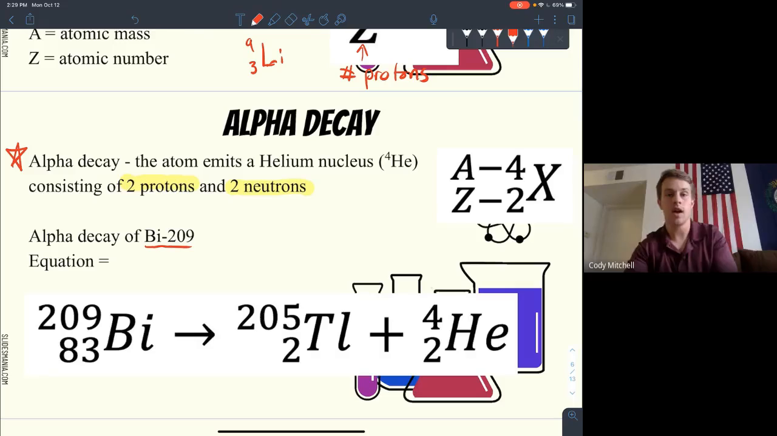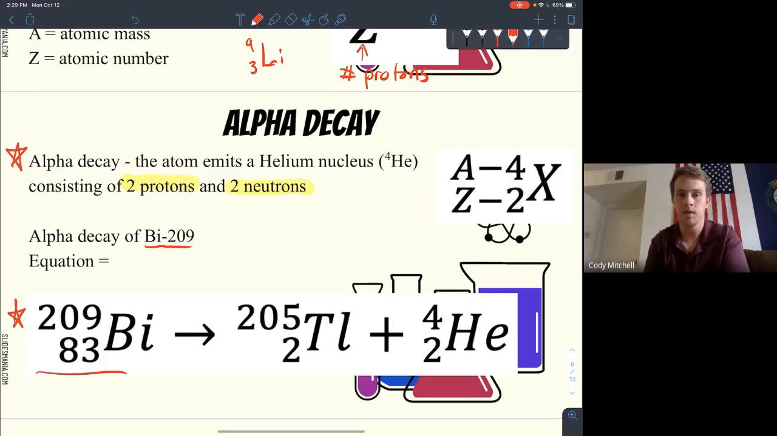So it's got 209 protons plus neutrons. That's its atomic mass. And it's got 83 protons. That's its atomic number. We get that from down here. Now, in an alpha decay, decomposition happens. In a decomposition, I start with one thing that then breaks apart to form multiple others. In an alpha decay, my atom breaks apart to form a helium nucleus, and then whatever's left over after that helium nucleus leaves.